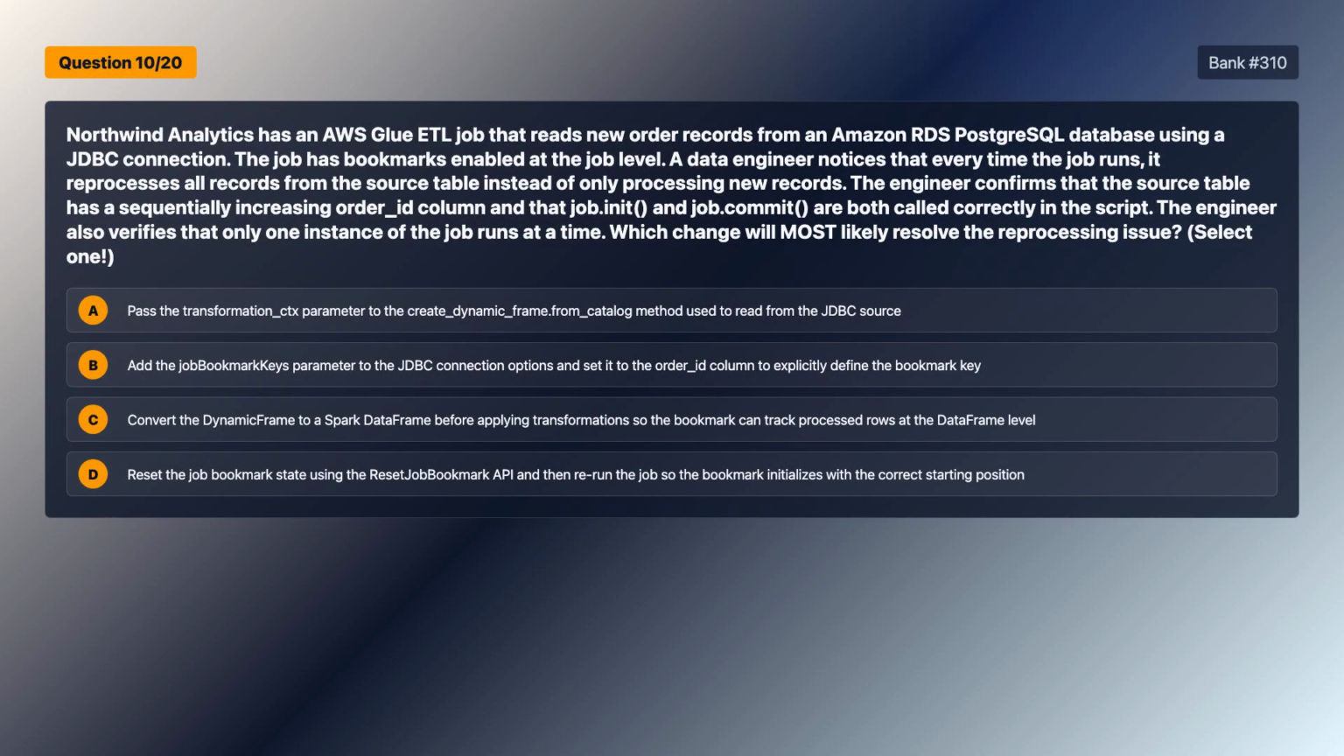Question 10. Northwind Analytics has an AWS Glue ETL job that reads new order records from an Amazon RDS PostgreSQL database using a JDBC connection. The job has bookmarks enabled at the job level. A data engineer notices that every time the job runs, it reprocesses all records from the source table instead of only processing new records. The engineer confirms that the source table has a sequentially increasing order id column and that job.init and job.commit are both called correctly in the script. The engineer also verifies that only one instance of the job runs at a time. Which change will most likely resolve the reprocessing issue? Select 1, review the answer choices on screen.